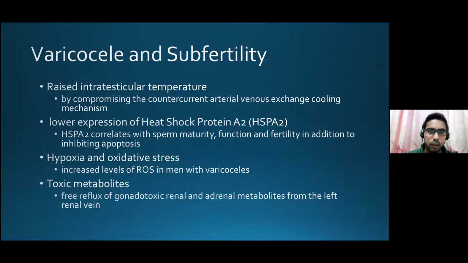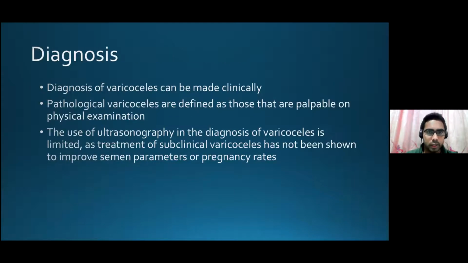And when it comes to the left-sided varicocele, another popular theory is there can be free reflux of gonadotoxic renal and adrenal metabolites through the left renal vein into the left gonadal vein. In turn, it will cause reduced spermatogenesis on the left side, and also lead to subfertility in the patients with varicocele. And the diagnosis of varicocele can be made clinically.